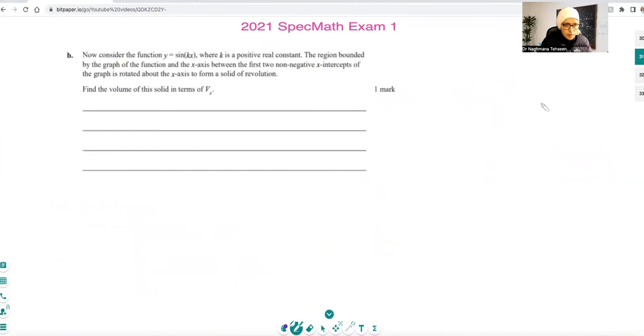It says, now consider the function y equals sine kx, where k is a positive real constant. The region bounded by the graph of the function and the x-axis between the two non-negative x-intercepts of the graph is rotated about the x-axis to form a solid of revolution. Find the volume of the solid in terms of Vs.